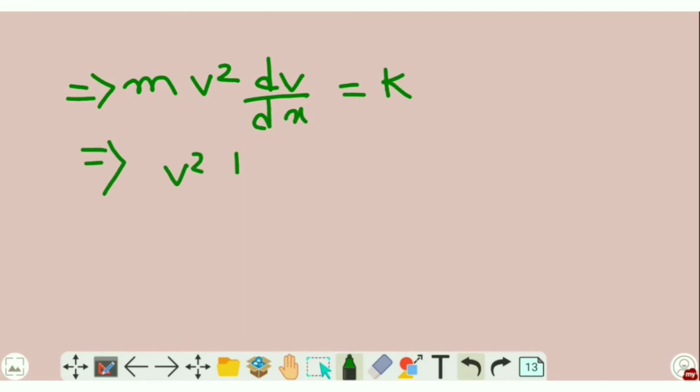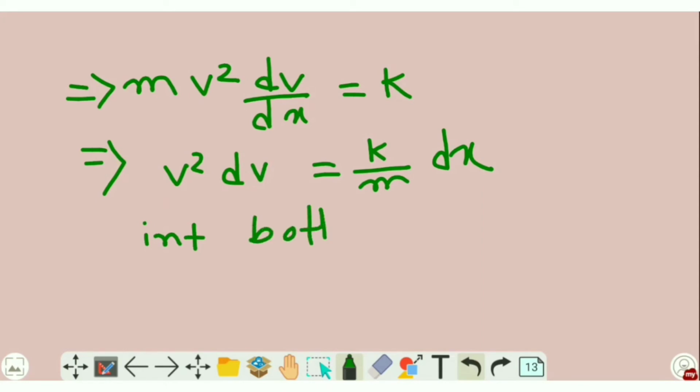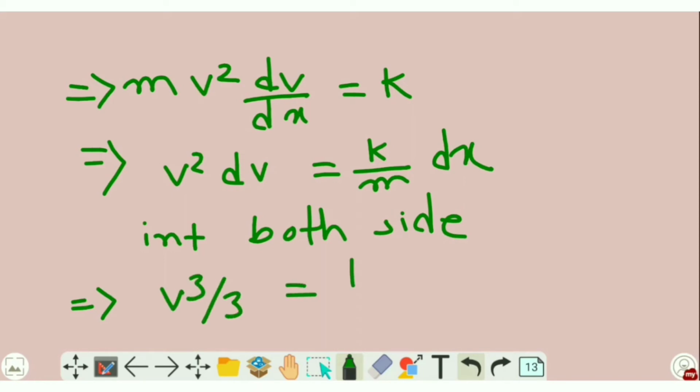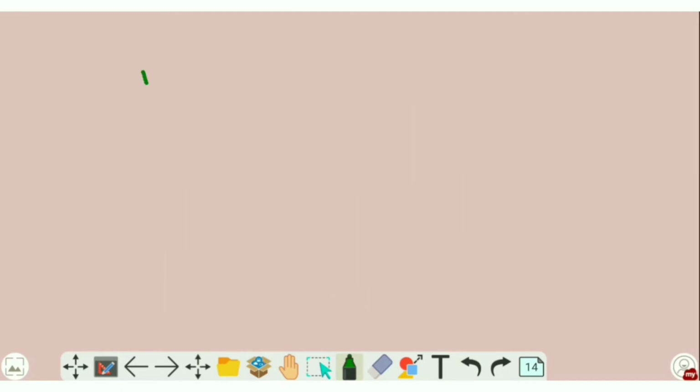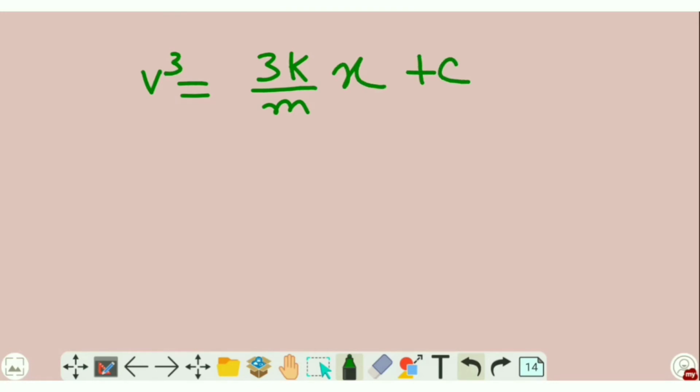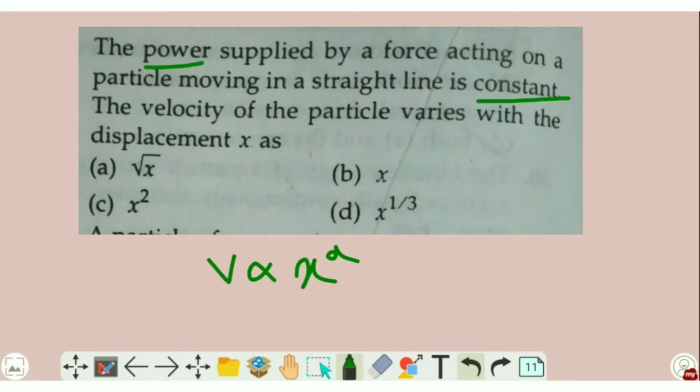So that is v square dv is equal to k by m into dx. Now integrate both sides. So that becomes v cube by 3 is equal to k by m into x plus any integration constant. So v cube is equal to 3k by m x plus c. And that is basically v proportional to x to the power 1 by 3. So option D is correct.